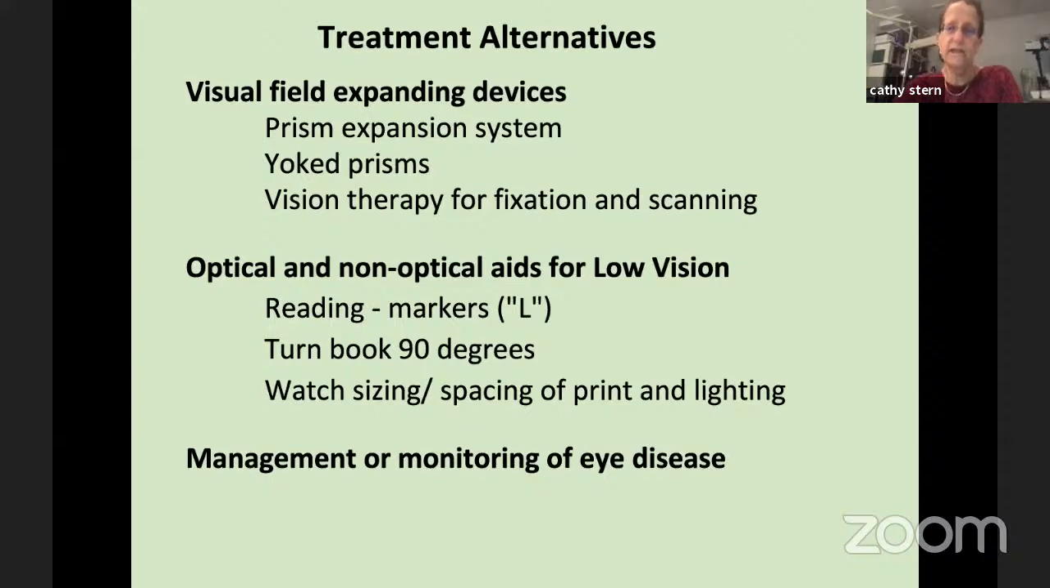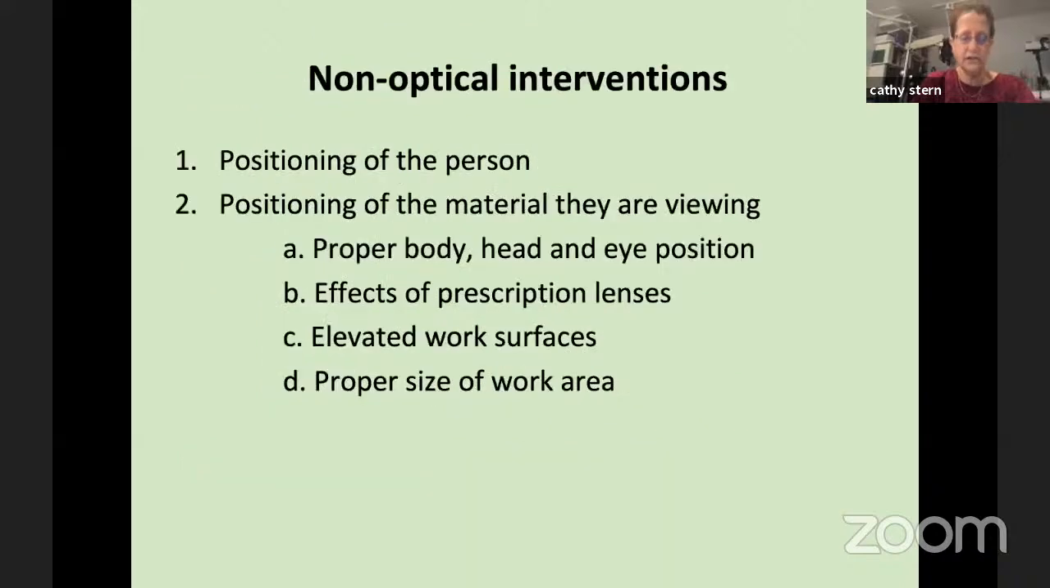The other is to look at lighting. One is sometimes patients use too much lighting and create glare on the page. And the other is the color of the lighting. And by that, I mean lighting has a color temperature. So incandescent lighting tends to be more yellow, and what we call high Kelvin or high color temperature lighting tends to be more white, and often patients can read better with the whiter light. And then, of course, we have to monitor and manage any eye disease.